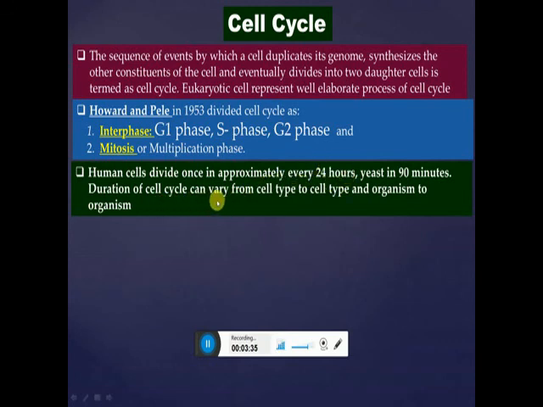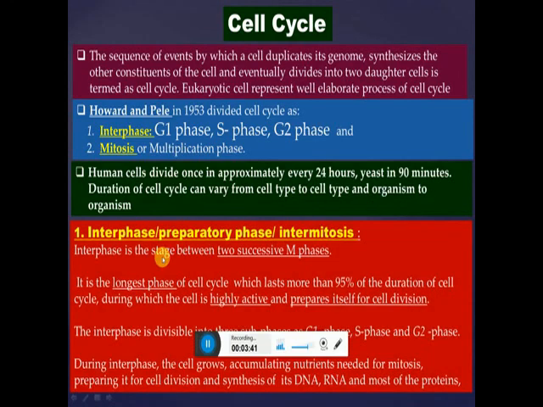This duration of the cell cycle varies from cell to cell, type of cell, or type of organism. So these two categories, interphase and mitosis, make up the cell cycle. We are starting with the interphase. The interphase is also called the preparatory phase, or the intermitosis. It is the stage between two successive M phases or mitosis, so it is also called the intermitosis.